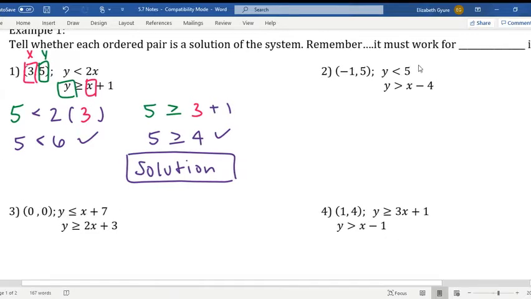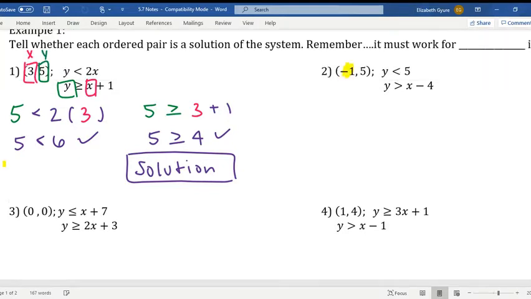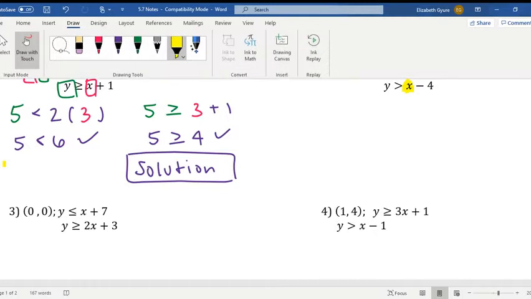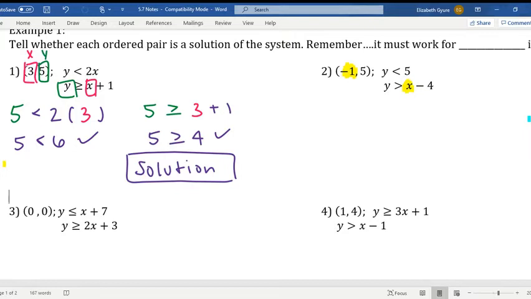All right, so number 2, we have that x is -1 and y is 5. So this one I'm actually going to use my highlighter, that's a little easier. So x is -1. I'm going to plug that in anywhere I see an x, which I only see one in the second inequality. You'll probably have to do it where you plug in just one into one equation, so it's good practice. And then put your 5 where you see y's.